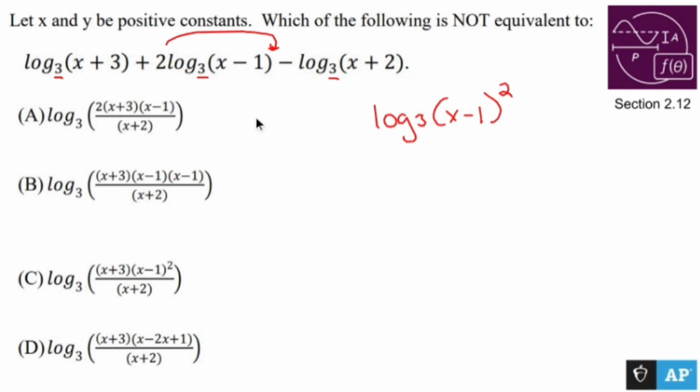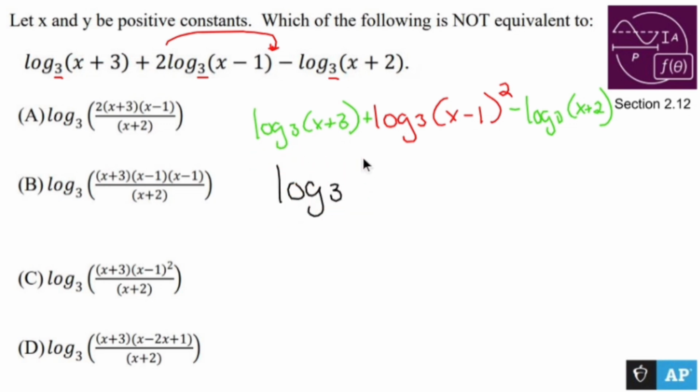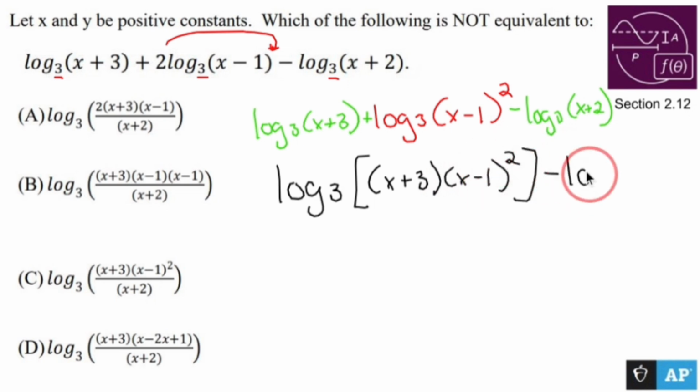Log base 3 of x plus 3 doesn't change, so we'll write that out. X plus 3, that's still there. Minus log base 3 of x plus 2 is still there. Now we can deal with these guys that are combining through addition. When you add 2 logs of the same base, you multiply the insides. So this becomes log base 3, and let me add these brackets, of x plus 3 times x minus 1 squared. And then on top of that, we're subtracting log base 3 of x plus 2.